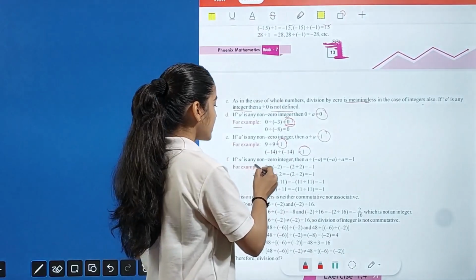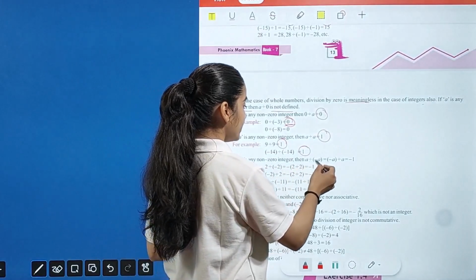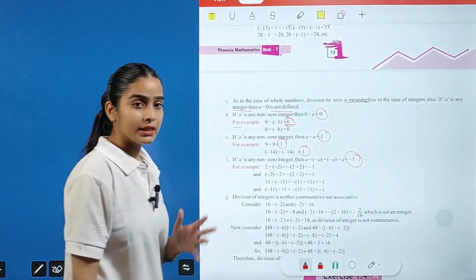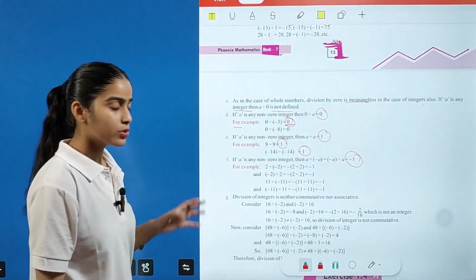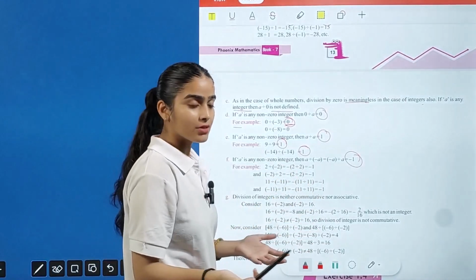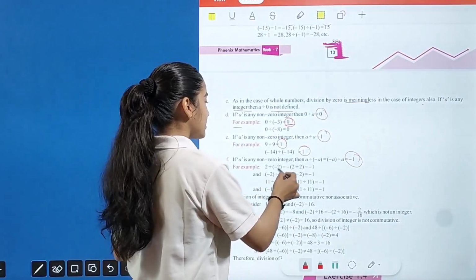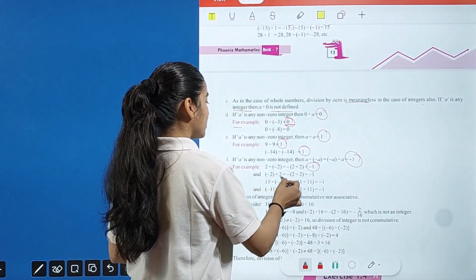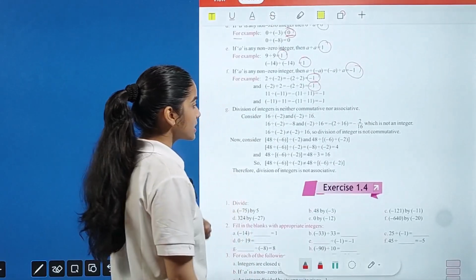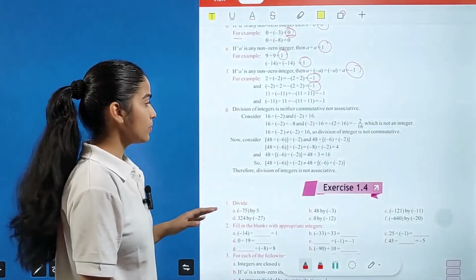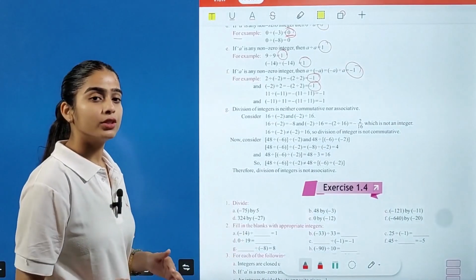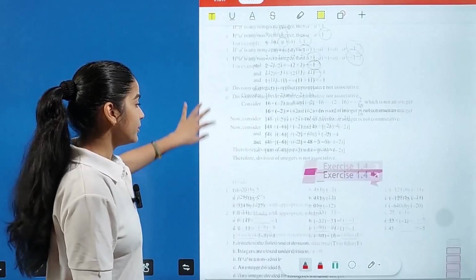Now if a is any non-zero integer, then a divided by minus a is always minus 1. When you have opposite signs in division, you will get the negative sign only. So 2 divided by minus 2 is minus 1. Now division of integers is neither commutative nor associative. If you change the order or if you make different groups, you will get different answers.